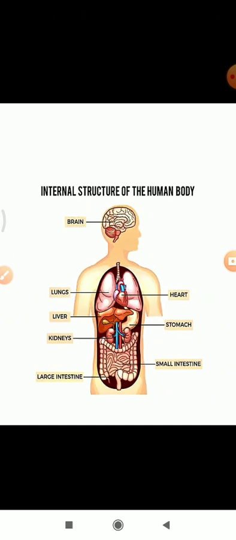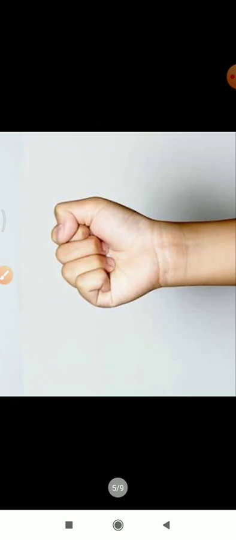So first we'll start from the heart. The human heart is a muscular organ about the size of a closed fist. So what is a heart? Heart is a muscular organ. Muscular organ means it can contract and relax. It's like a muscle only. It's like a closed fist. The size of your closed fist is the size of your heart. So it varies slightly from person to person according to their closed fist.